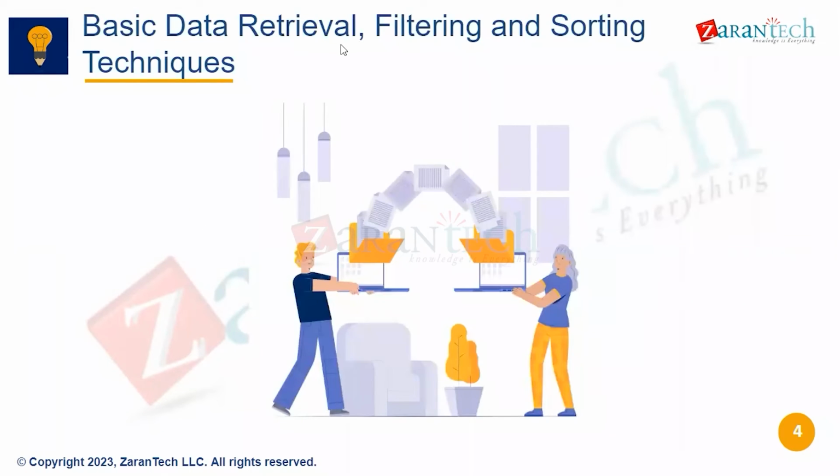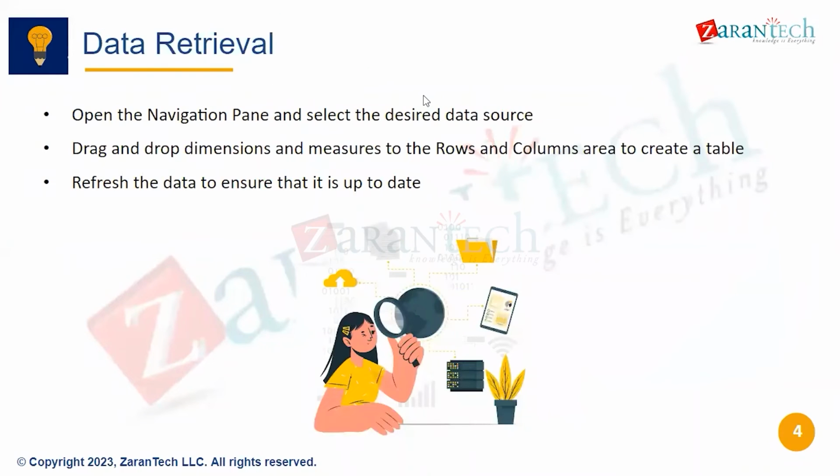Basic data retrieval, filtering and sorting techniques. Data retrieval is basically connecting to the desired data source in the navigation pane, dragging and dropping the dimensions and measures to rows and columns, and creating the table. Refresh the data to ensure that it is up to date. Refresh can also be done whenever you open the workbook. It can be set with a button, refresh upon opening, so that can also be set.